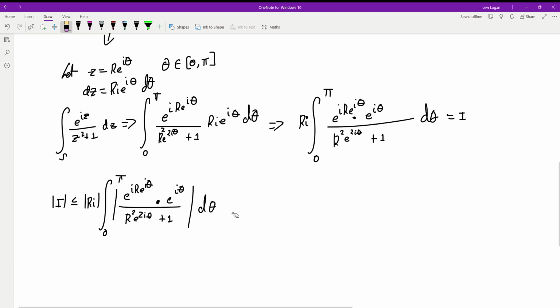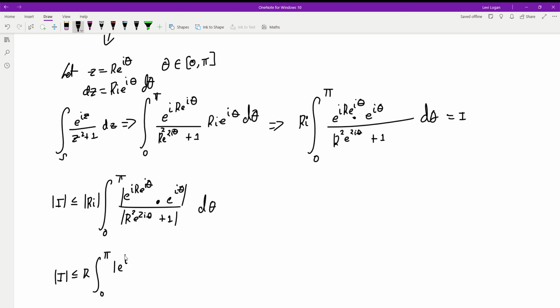Now we can break this up, so we can put the absolute values on just the top and bottom. And we can change the front, so the absolute value of IR is just going to be R, because the modulus of I is only one unit in the imaginary plane, so it's just 1. So this leaves us with the modulus of I is less than or equal to R times the integral from 0 to pi of the modulus of e to the IR e to the I theta multiplied by e to the I theta, over the modulus of r squared e to the 2I theta plus 1.